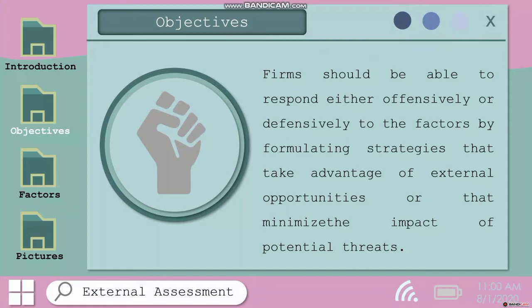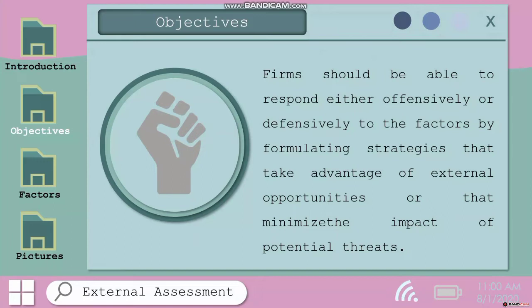So, why would an organization conduct an external audit? The purpose is to identify the opportunities and the threats from external factors to the organization. It really gives the organization the opportunity to see what opportunities are there to utilize and to determine what threats could happen in the future.